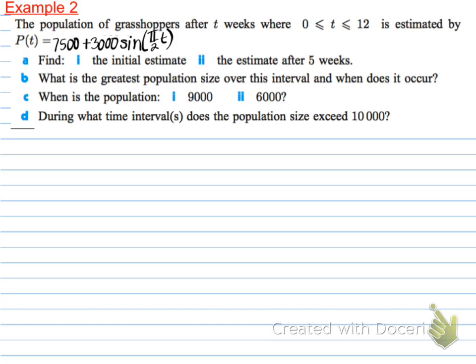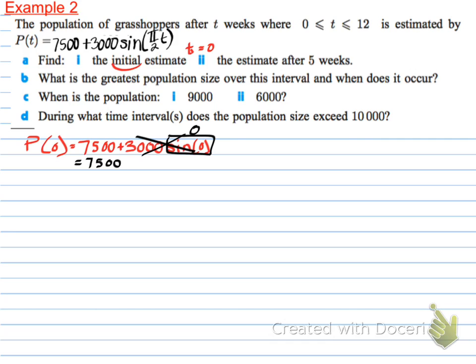So first of all, we're finding the initial estimate for question 1 here. Well, the first part we need to understand is that means time is 0. So we're going to put 0 in for t, and then we're going to evaluate this function. Now, it would be super easy just to punch into our calculator, but what's even easier is to know one quick fact about sine, that the sine of 0 is 0, because y is 0 at 0 degrees or radians. And therefore, the 3000 sine 0 just cancels out, becomes 0. So the answer here is 7500.